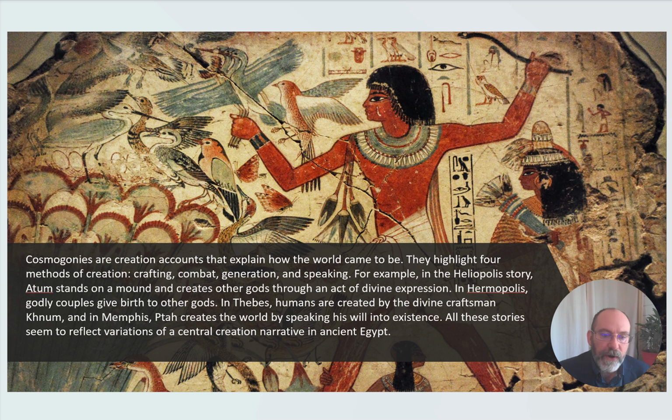So all these stories seem to reflect variations of central creation narratives in ancient Egypt. Seems to me, like we talked about in previous classes and the previous module as well, seems like they have similarities, probably because there was one actual account that, after the Tower of Babel, was spread around the world, and they developed their own flavor as time went by.